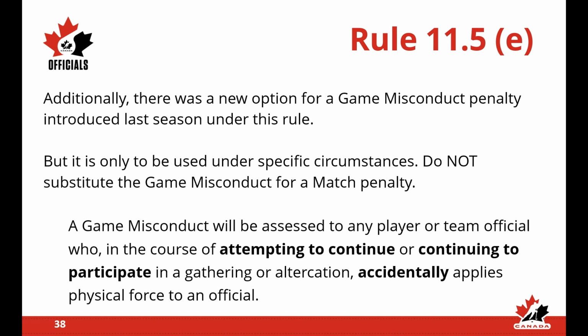Rule 11.5E. Additionally, there was a new option for a game misconduct penalty introduced last season under this rule, but it is only to be used under specific circumstances. Do not substitute game misconducts for match penalties under Rule 11.5 if it does not meet this criteria. A game misconduct will be assessed to any player or team official who, in the course of attempting to continue or continuing to participate in a gathering or altercation, accidentally applies physical force to an official.